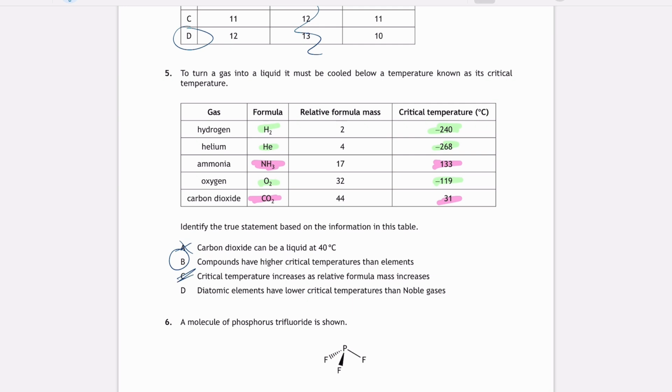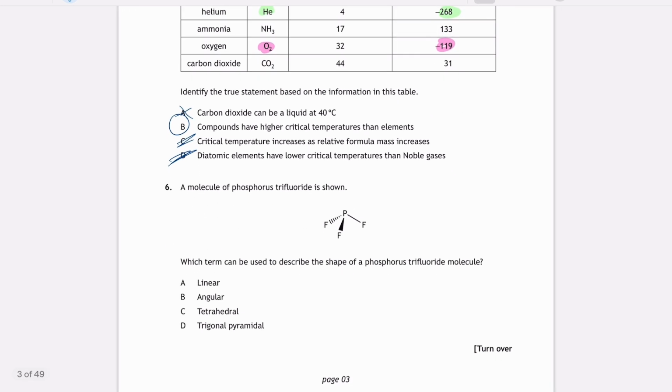And then diatomic elements have lower critical temperatures than noble gases. Here we'd want to compare the diatomics with the noble gases, of which there's just helium shown here. The diatomic elements actually have higher critical temperatures than the noble gases because these are negative numbers. -268 is actually lower than -240 and -119. So just watch out for the negative numbers trap. The SQA like to set those traps quite a lot.